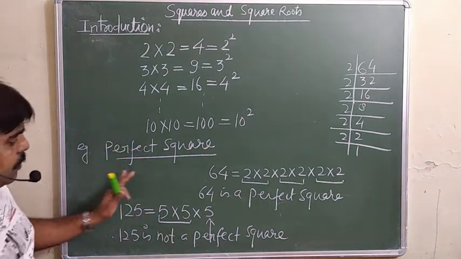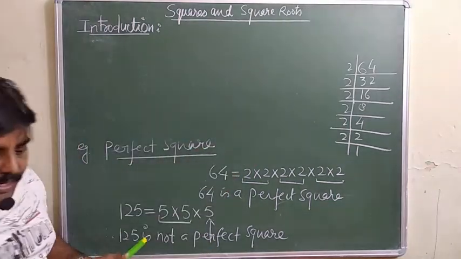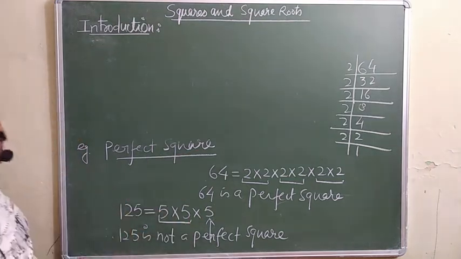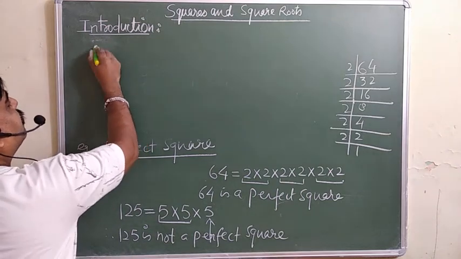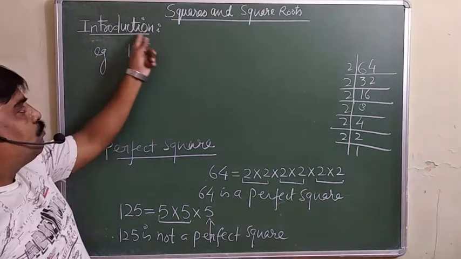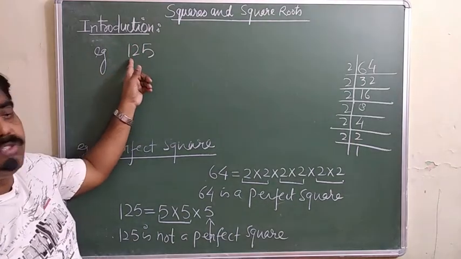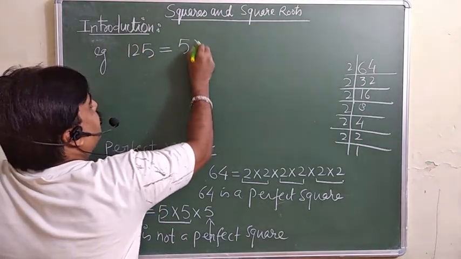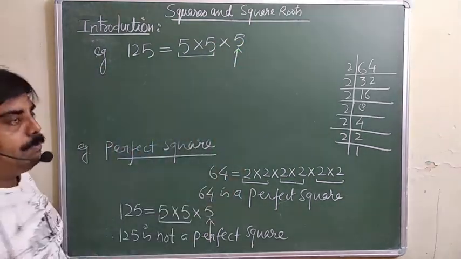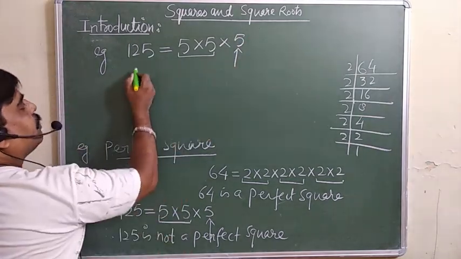See, sometimes they will give you any number and ask by which number we should multiply or divide it to make it a perfect square. Same question I am taking. Like I took 125. Now we are asked by which number we should multiply this number to make it a perfect square. First of all you must do the factors: 5 into 5 into 5. So here is a pair. This 5 is alone. It means to make the pair you need one more 5. So it means we are supposed to multiply by 5.